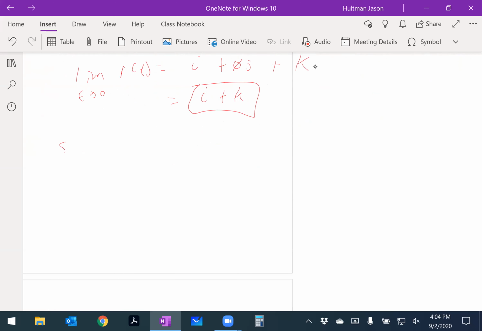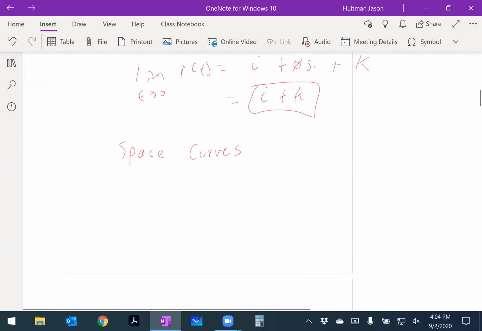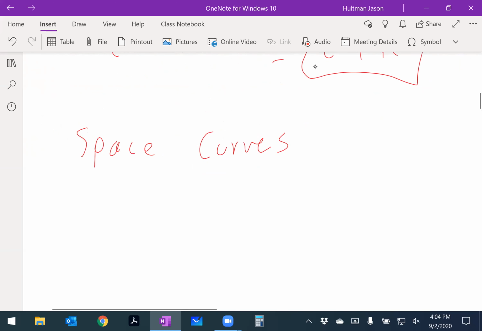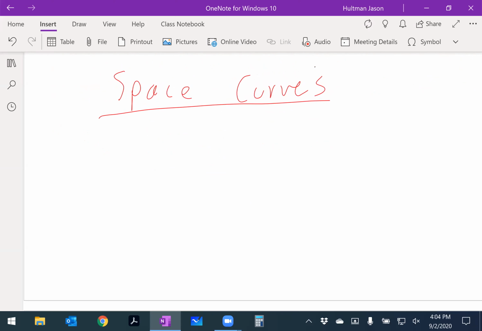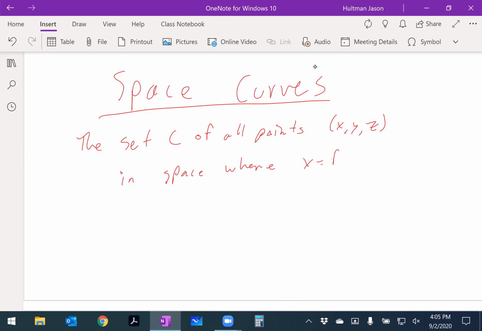Okay, let's talk about space curves. The set C of all points (x, y, z) in space where x equals f of t, y equals g of t, and z equals h of t is called a space curve.